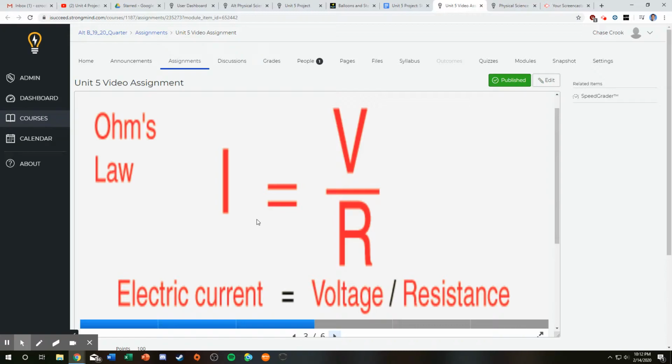One equation that is useful here is Ohm's law. When we're trying to calculate electrical current, the current equals voltage divided by resistance. So how can we increase current? We would have to increase the voltage and decrease resistance. It's an inverse relationship there.